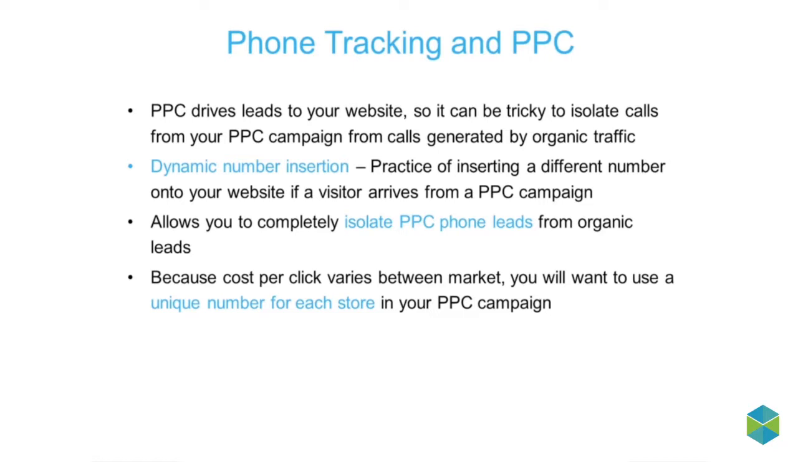It's really not too difficult, but you will probably need to talk to your website provider or the person that built your website to see if they can set this up for you. It's called dynamic number insertion. And this is the practice of inserting a different number onto your website if a visitor arrives from a pay-per-click campaign. Basically, it's some code on your website that says if the visitor arrives from this domain or this URL, show this phone number. This allows you to completely isolate pay-per-click phone leads from organic leads.